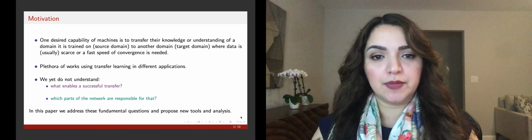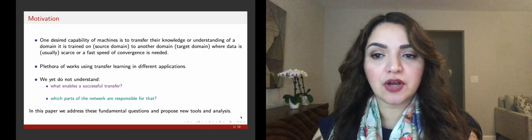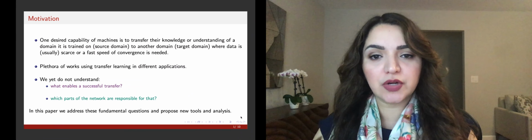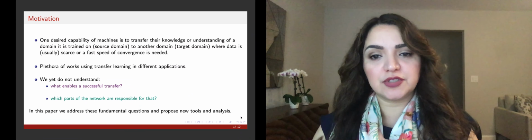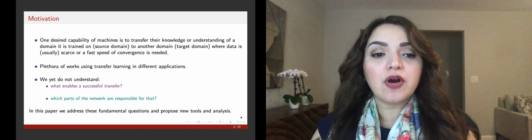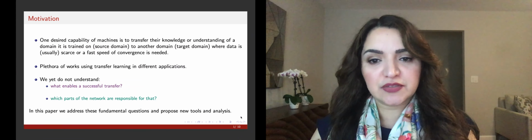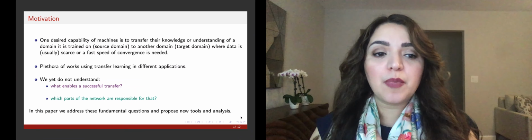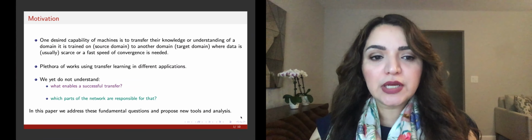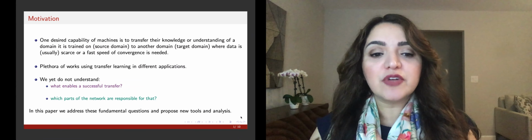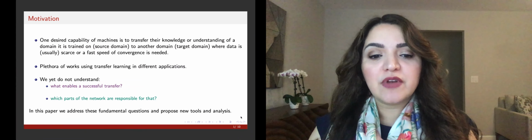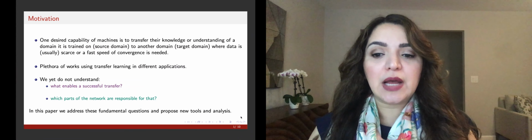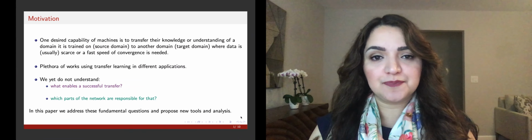One desired capability of machines is to transfer their knowledge or understanding of a domain that it's trained on to another domain where data is scarce or fast speed of convergence is needed. There's a plethora of works using transfer learning in different applications, but we still do not understand what enables a successful transfer and which parts of the network are responsible for that. In this paper, we address these fundamental questions and propose new tools and analysis.